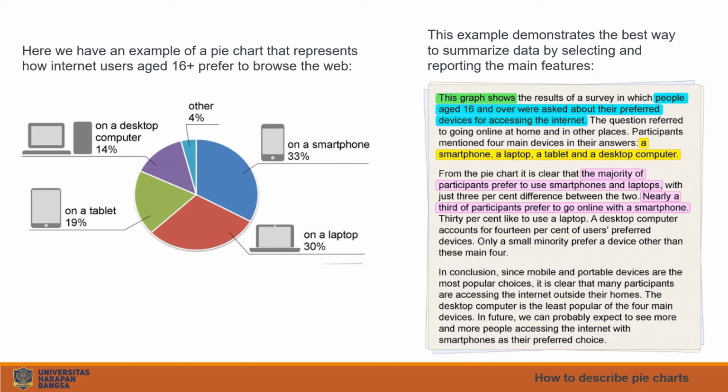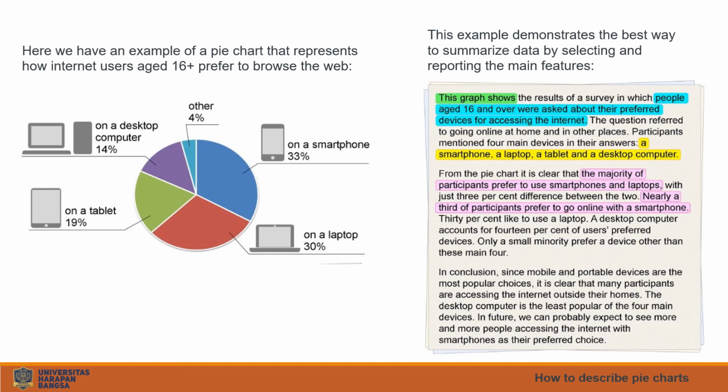Here we have an example of a pie chart that represents how Internet users aged 16 plus prefer to browse the web. The examples demonstrate the best way to summarize data by selecting and reporting the main features. This graph shows the result of a survey in which people aged 16 and above were asked about their preferred devices for accessing the Internet.